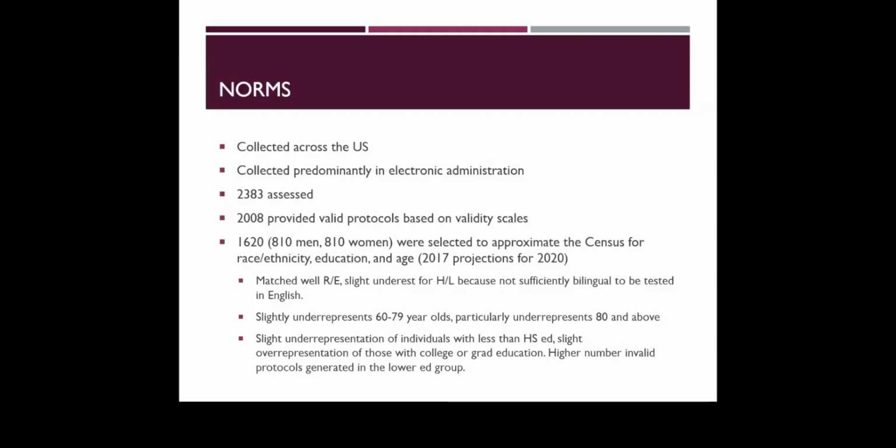And the rest of this slide is focused on how they did. They did generally well matching on race and ethnicity with regard to the census data, although there was a slight underestimation of Hispanic Latinx individuals because of issues related to being bilingual. They also have a slight underrepresentation in the older age group and of individuals with less than high school education. That was predominantly because a higher number of invalid protocols were generated in the lower education group. So even though they had collected a lot of data, they lost about 300 or so profiles based on invalid protocols, and that was in those with less than high school education.